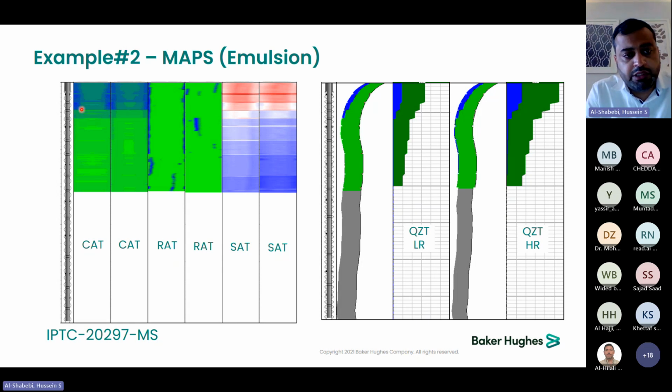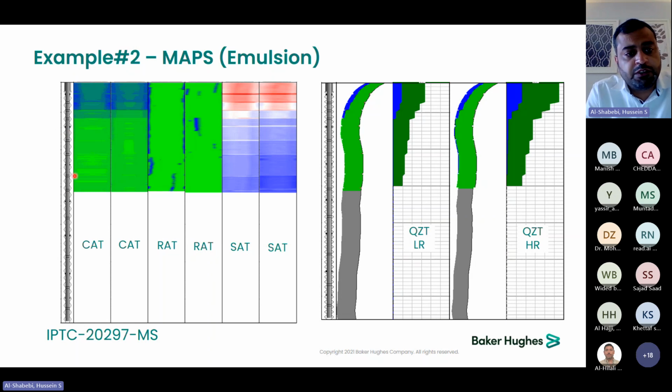Because also you can see it is segregated at the bottom. We are having high content of water at the edges, and as we go to the top, the water content inside the emulsion is getting less. So this is completed with ICD, again isolated by packers in compartments.